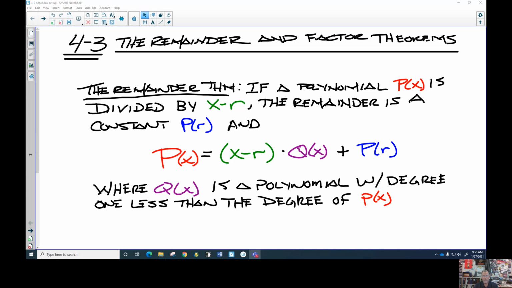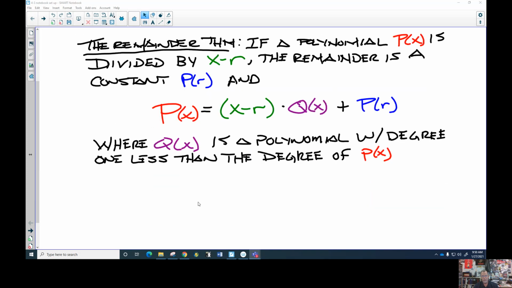It says if a polynomial p of x is divided by x minus r, the remainder is a constant p of r, and p of x equals x minus r times q of x plus p of r, where q of x is a polynomial with degree 1 less than the degree of p of x. Naturally, right? This is clear as mud. That's a lot of math speak all in one. So what I want to do is use an example to kind of illustrate what this means.